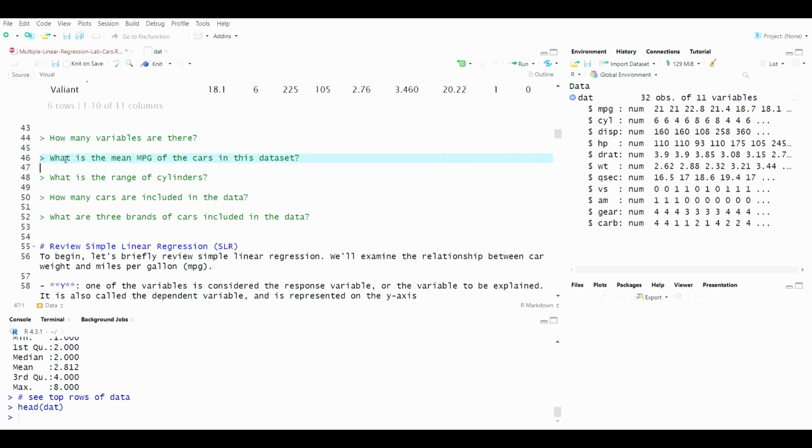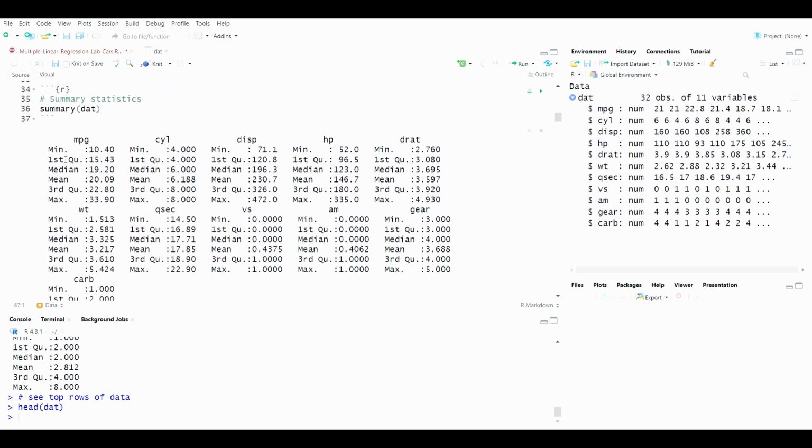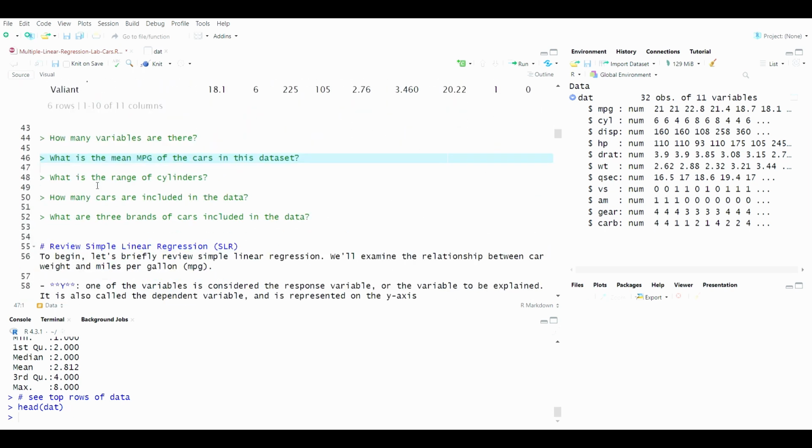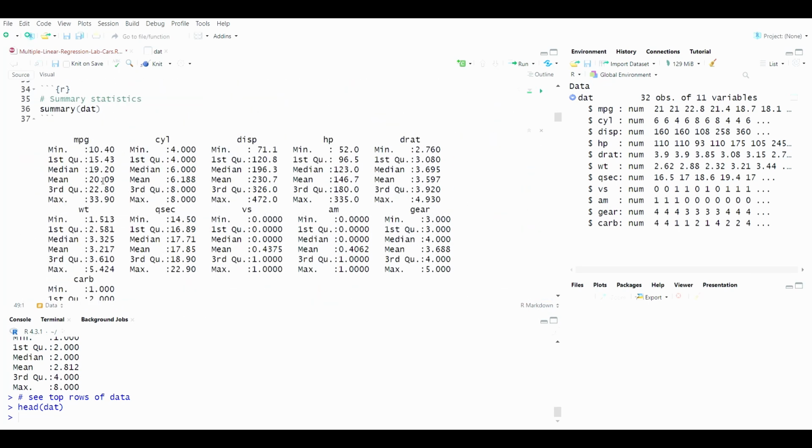What is the mean miles per gallon of cars in the data set? Scroll up to the summary statistics and find the mean miles per gallon. What is the range of cylinders? Scroll up to the summary statistics, look at cylinders, minimum 4, maximum 8.